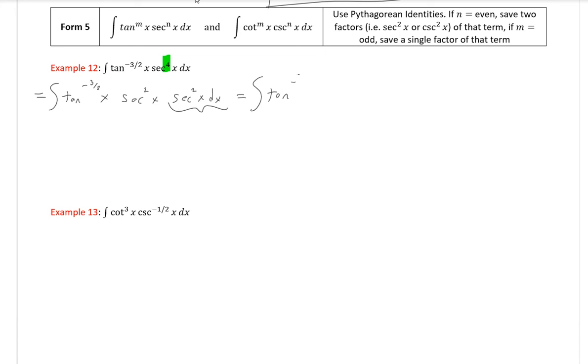If I substitute in a Pythagorean identity for secant squared, what we get is 1 plus tangent squared times secant squared x dx. And then what I can do is distribute out this tangent to negative 3/2 x to get some terms. We can get tangent to the negative 3/2 times 1, which just gives me tangent to the negative 3/2 x. Tangent to negative 3/2 times tangent to the second x, we just add those exponents together, so we get 1/2 as an exponent.